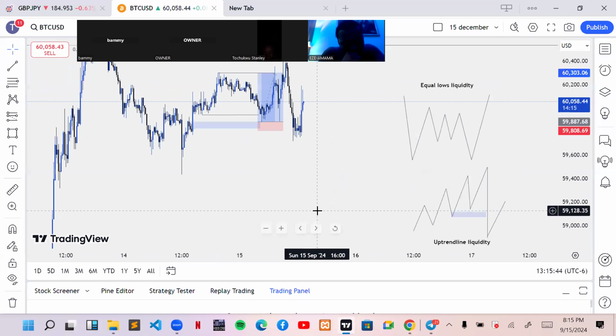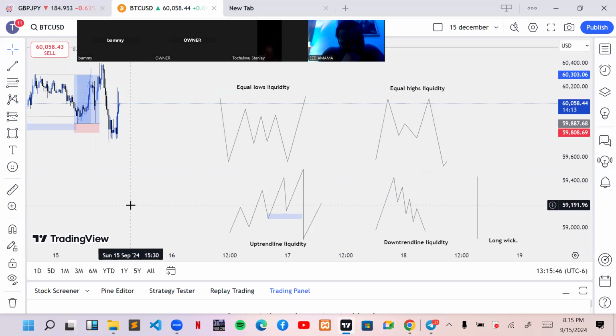That's why on our last trade, some people took a trade on Euro USD last week. People kept getting stopped out. Why? Because they're trying to take a buy on a trend line liquidity that has not yet been swept.